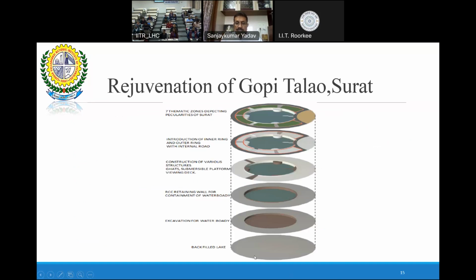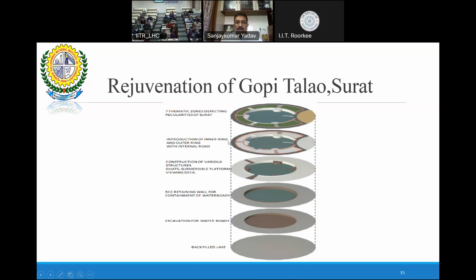So you see from the bottom, I think it is visible, that the bottom is a backfilled lake. So what they did: excavation was done for the water body. Then next is the RCC retaining wall to prevent contamination of the water body. Then construction of various structures like ghats, submersible platforms, viewing decks, etc. So you can see the platform, while ghats are there as well as viewing decks.